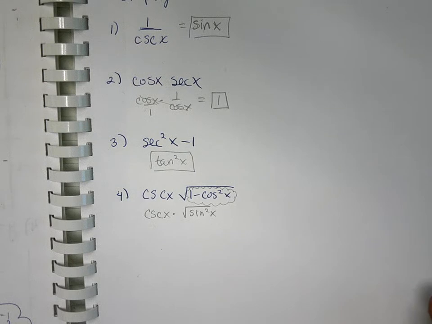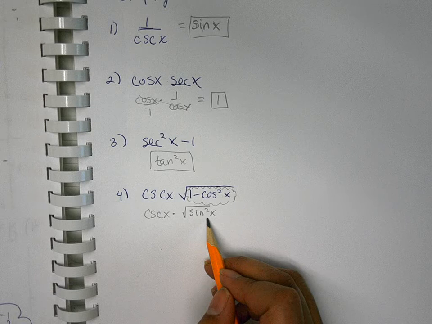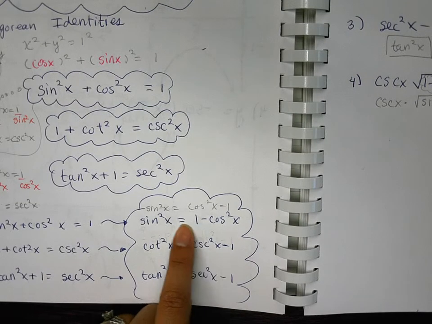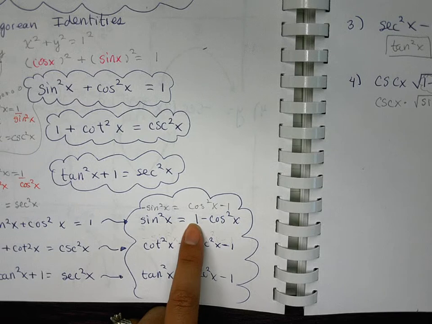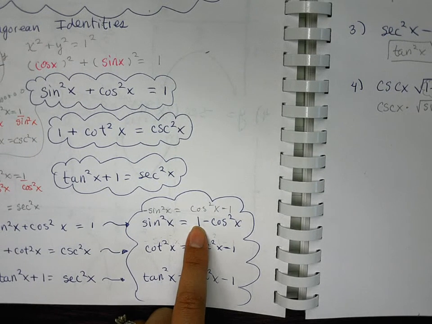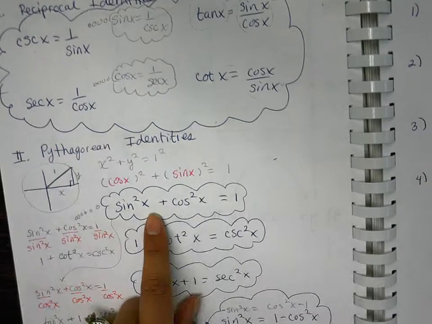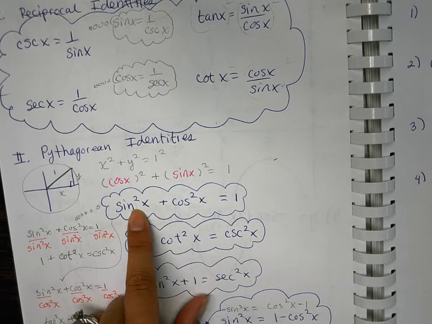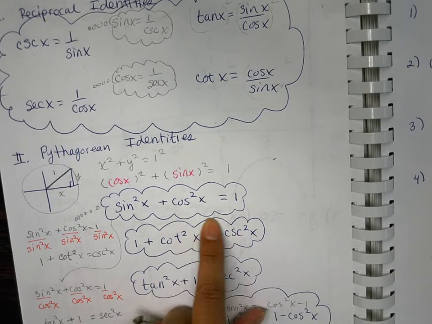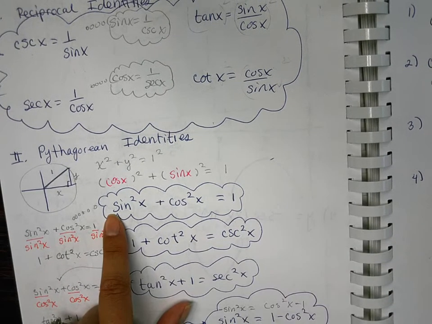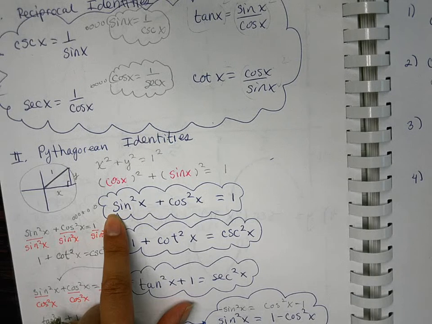Go ahead, Yvette, ask me your question. How did I get from here to here? Yeah. But you can go down just to your rearrange. It's right here. Sine squared x equals 1 minus cosine squared x. And that is coming from this one right here. If I get 1 and I take cosine squared x to the other side, I'm left with sine squared x by itself. Do you guys see that?